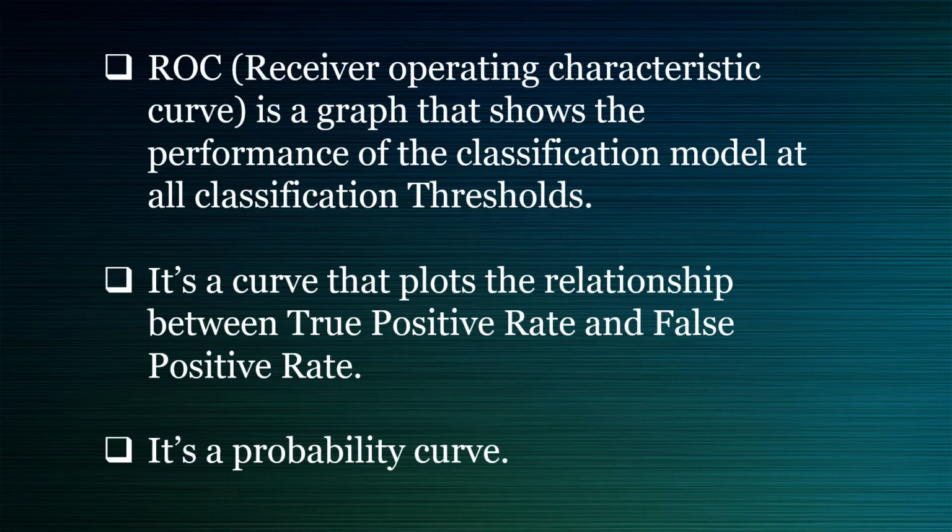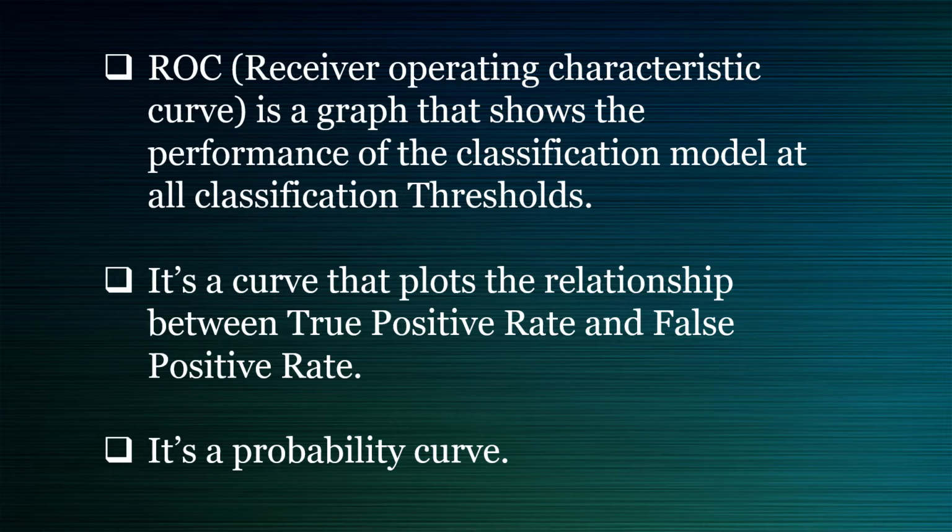ROC curve, or receiver operating characteristic curve, is a graph that shows the performance of a classification model at all classification thresholds. It's a curve that plots the relationship between true positive rate and false positive rate. It's a probabilistic curve. A small history about ROC curve dates back to the World War II times when the soldiers identified whether a threat from the enemy is a false threat or a true threat using ROC curves.